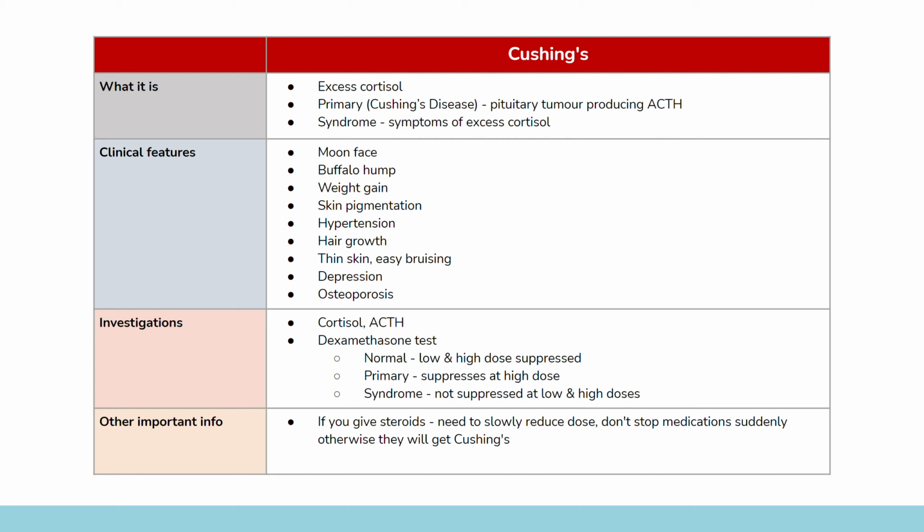So another important thing to note is that if you're giving somebody steroids and you want to stop it, you need to slowly reduce the dose and wean them off it. Because if you suddenly stop steroid medication, your body is like, oh no, we used to have so much glucocorticoids and now we don't have any. So it will start producing a lot of cortisol to make up for it. That's why you need to wean them off it slowly, because you don't want that high level of glucocorticoids in their bloodstream.